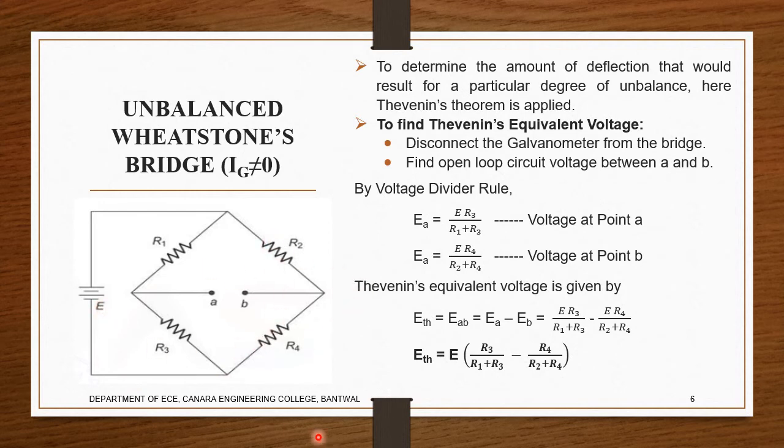So what is the Thevenin's voltage? It is nothing but EAB, that is EA minus EB. Substituting here, EA minus EB is equal to E into R3 divided by R1 plus R3 minus E into R4 divided by R2 plus R4. So ETH is equal to E times, R3 divided by R1 plus R3 minus R4 divided by R2 plus R4.